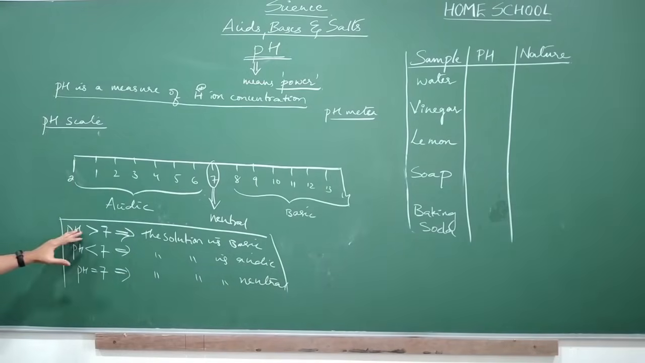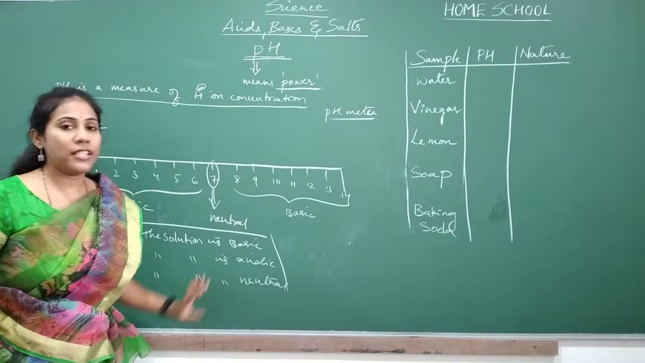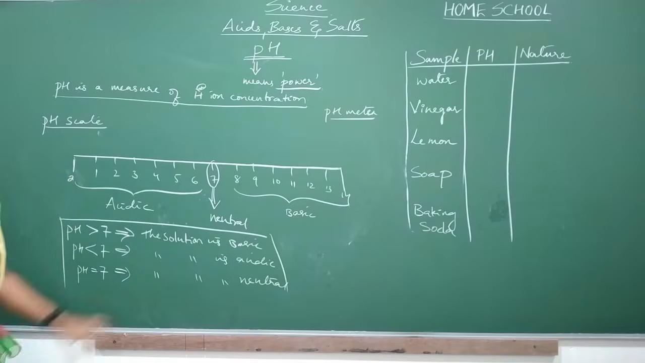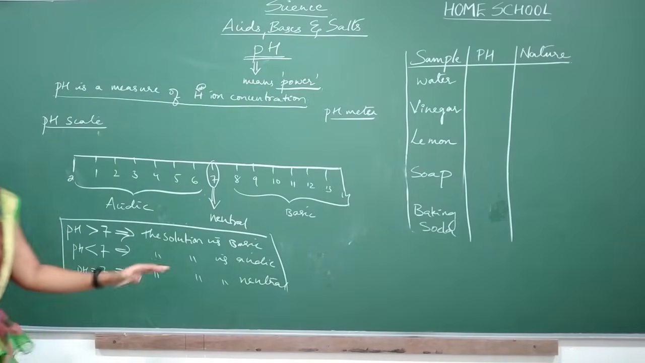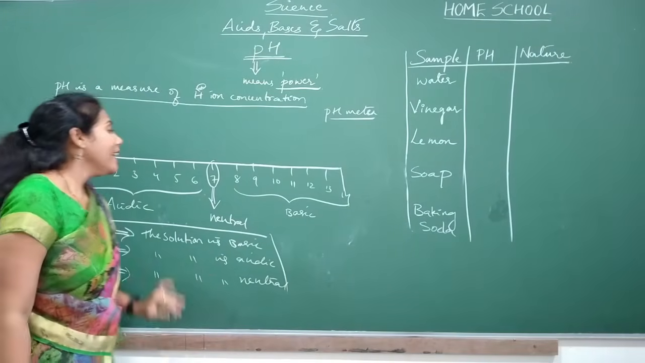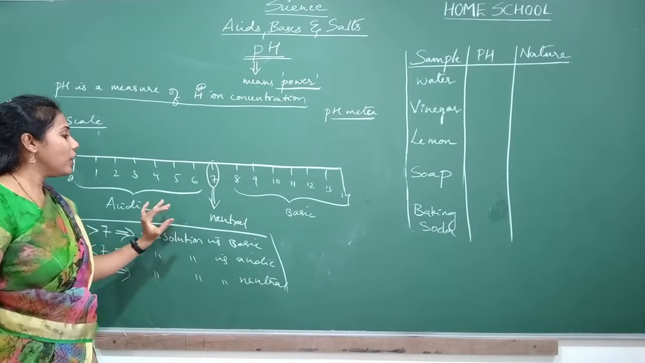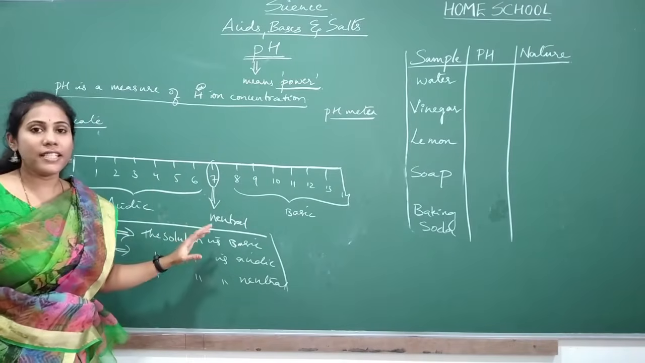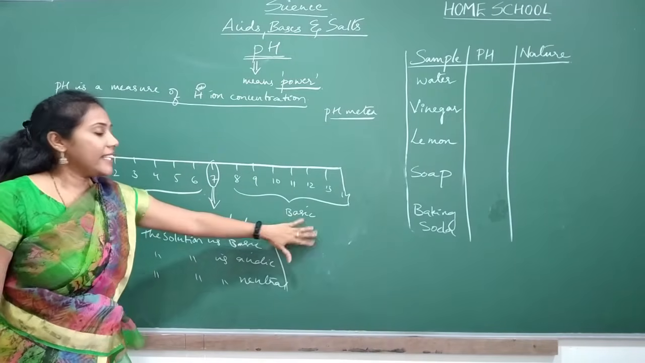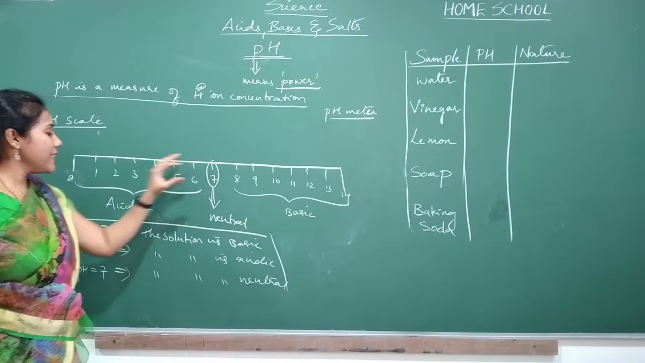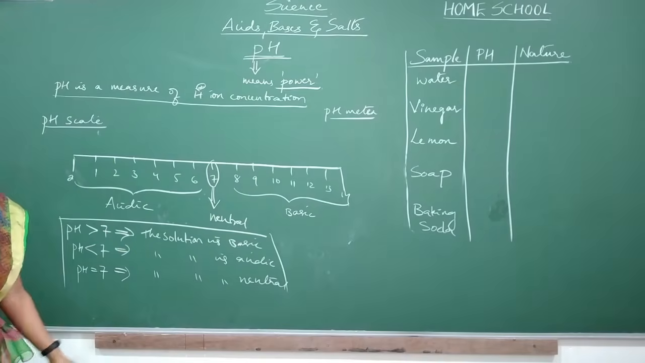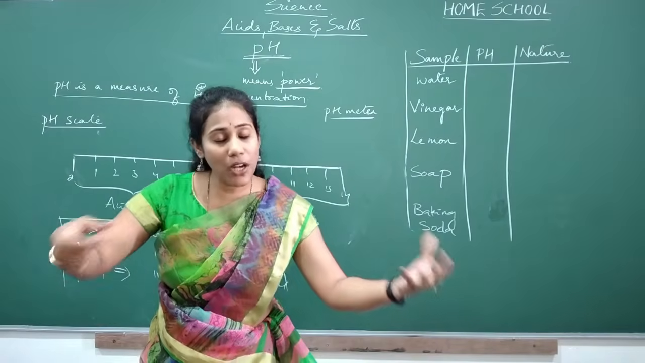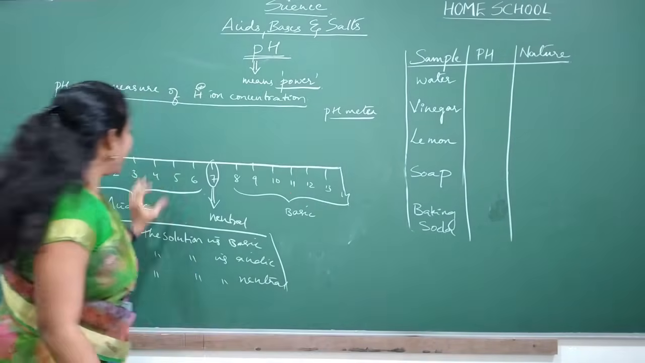So if the pH value is above 7, the solution is always basic. If the pH value is below 7, the solution is acidic. If you get exactly 7, then the solution is neutral. With the help of a scale, we got to know which is an acidic solution and which is a basic solution, based on a number. Now, how do I know which is a strong acid or a weak acid? Depending on the number.